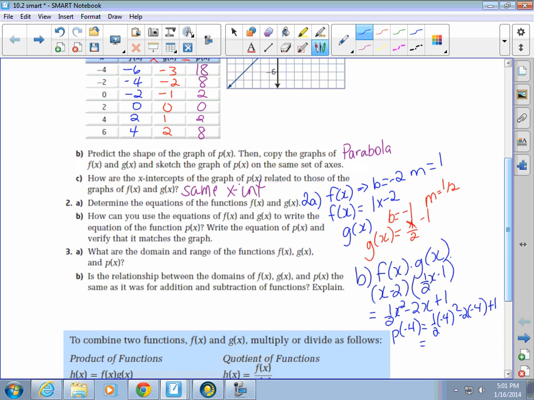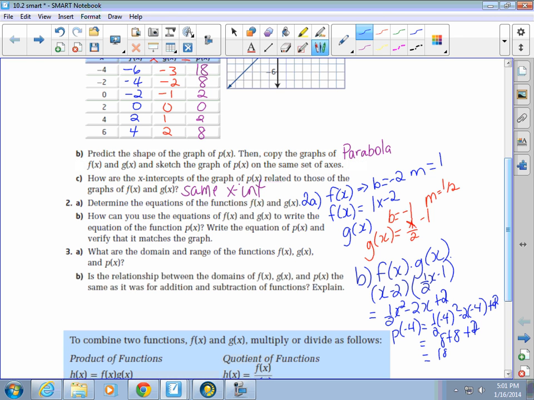-4 squared is 16, times 1/2 is 8, right? 4 squared, 16, 8. -2 times -4 is a positive 8, plus 1. Why didn't that work? Plus 2, that's why. 8 plus 8 is 16, plus 2 is 18. So it worked for that one, so it's going to work for the rest.